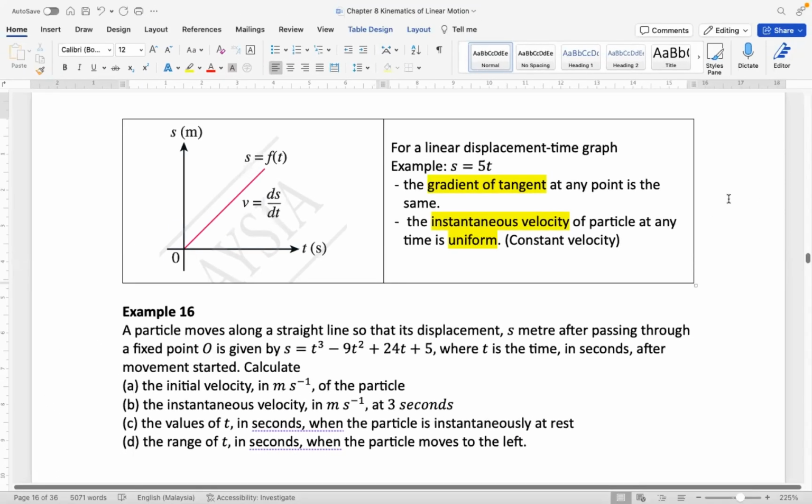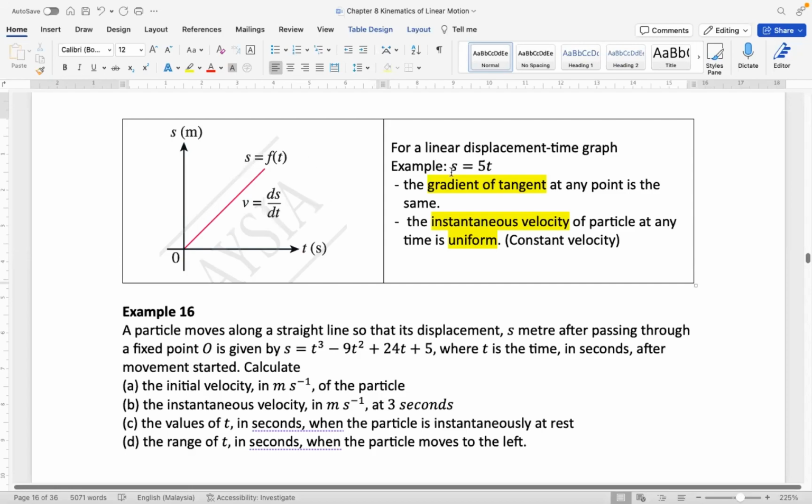Next, let's check another case. Let's say we have another displacement function here, s equals 5t. We notice that s is power 1 and t is also power 1. So if the question requires you to draw a graph, you know you have to draw a linear graph. So we have a linear displacement-time graph like this.